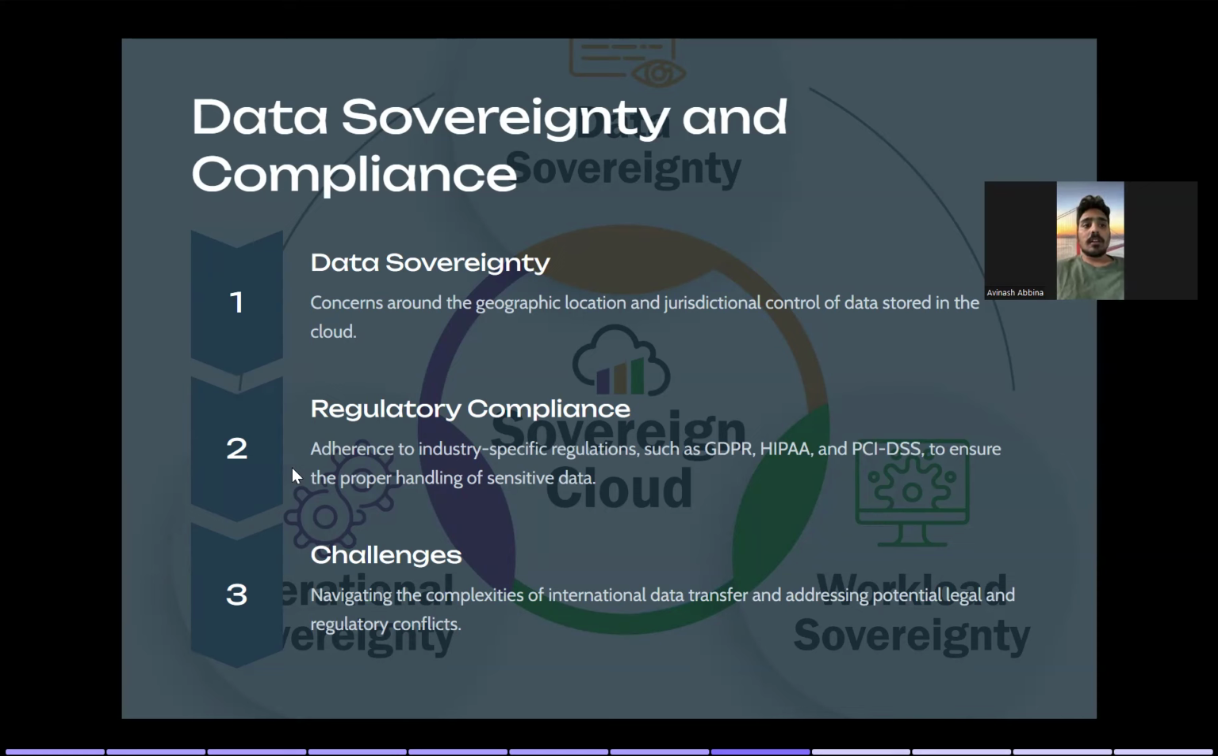So, third is challenges. The challenge in data sovereignty and compliance is about what we talked about earlier. It's about navigating the complexities of international data transfer because the rules may differ. The rules will differ from country to country, and this also involves addressing potential legal and regulatory conflicts.